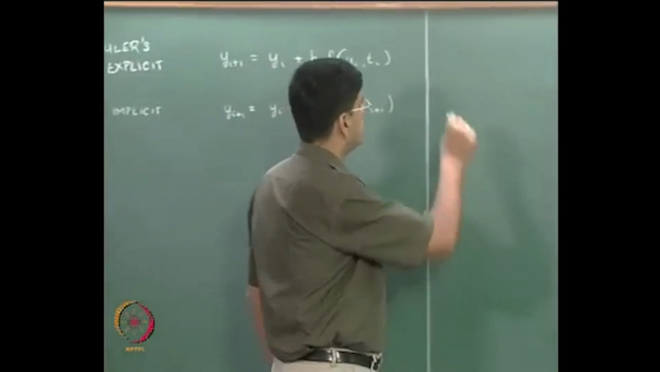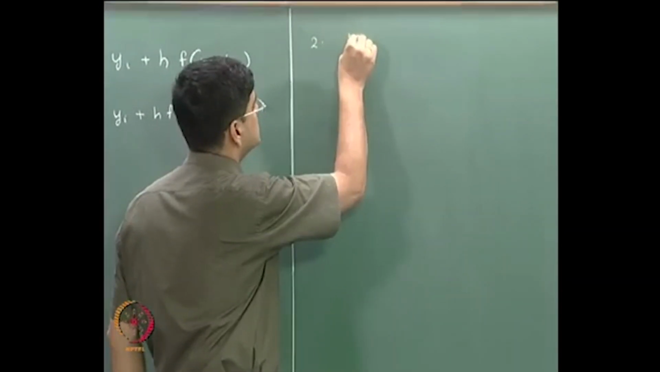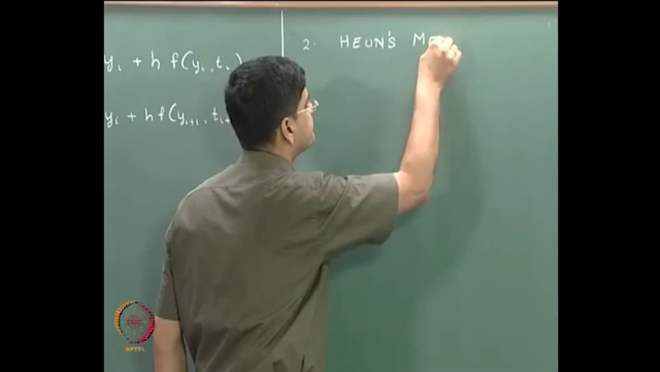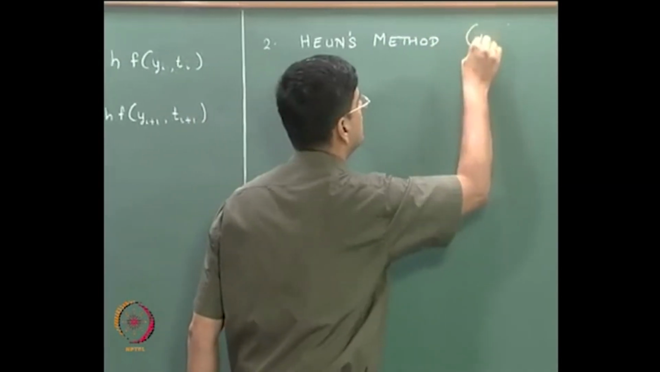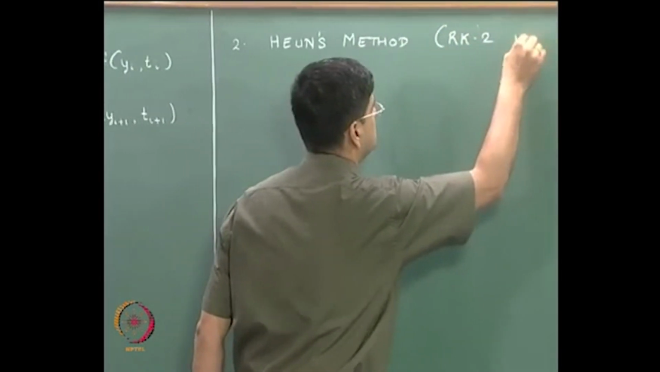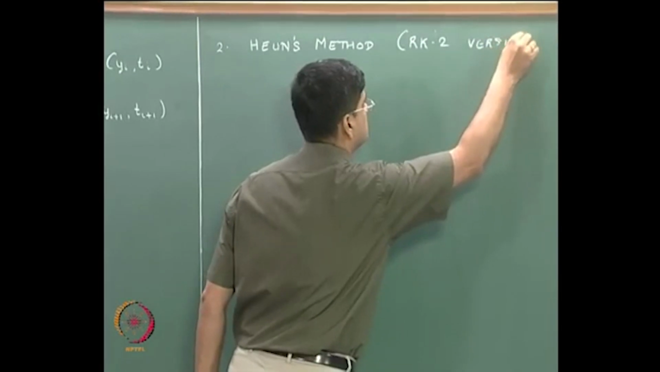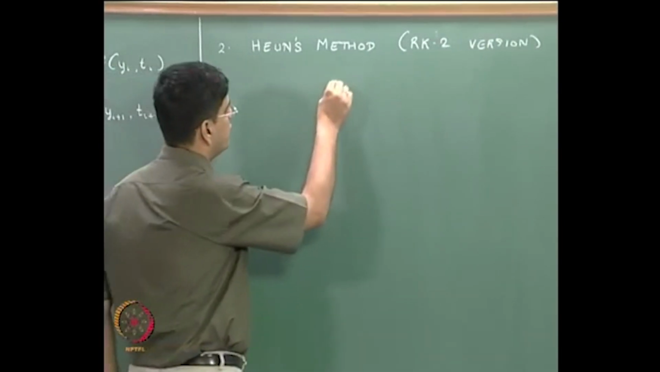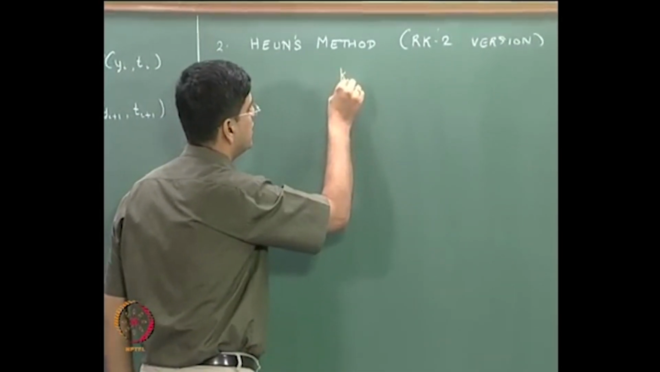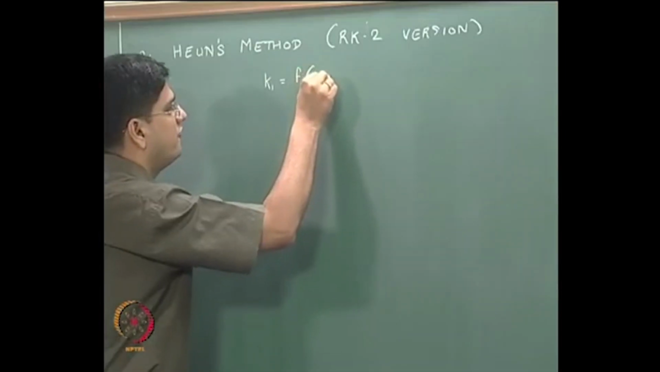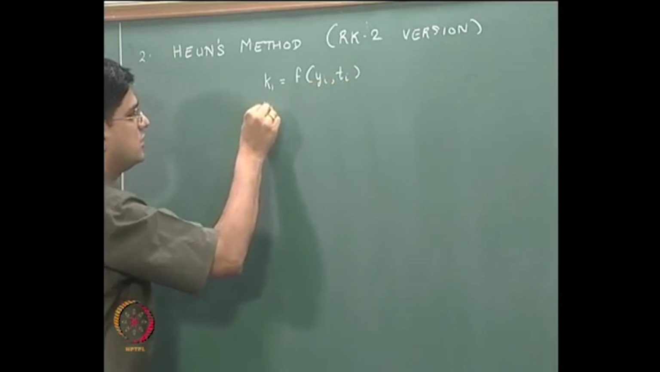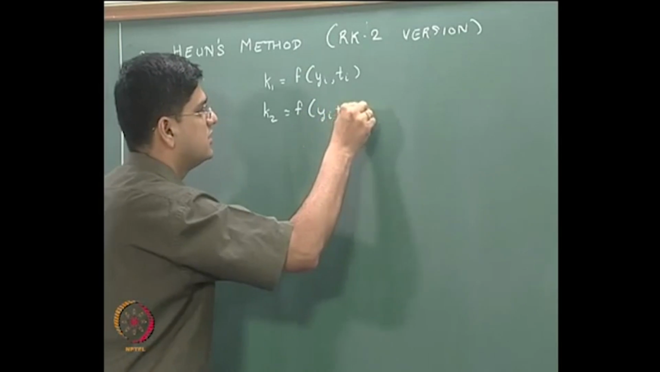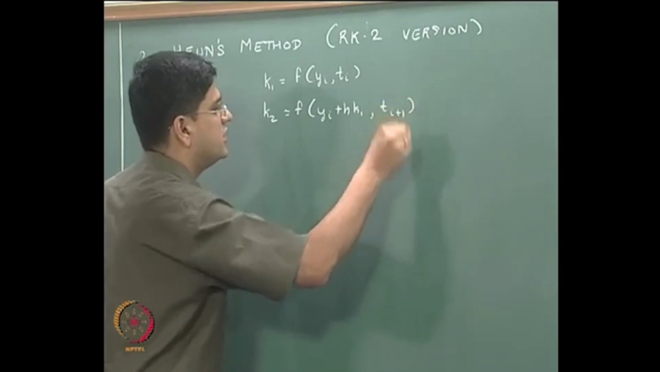Then we went on to the Runge-Kutta family of methods, and in that case I will talk about Heun's method, the RK2 version. In Heun's method, the RK2 version, we write K1 equal to f of y_i comma t_i, and K2 is f of y_i plus h times K1 comma t_{i+1}.